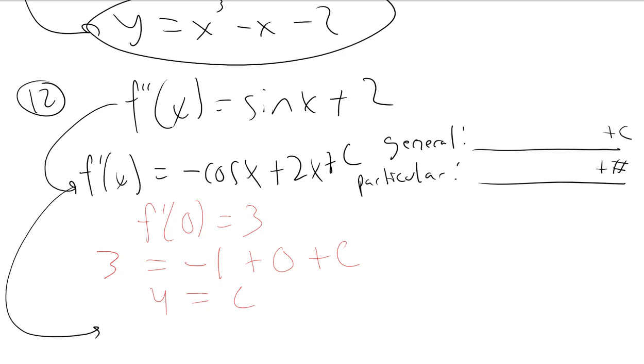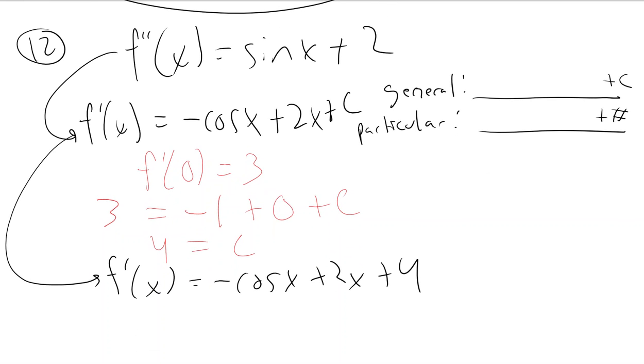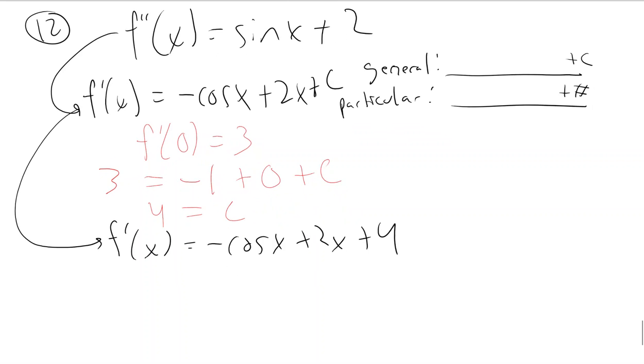So now I can be more specific about the first derivative. It's not just negative cosine x plus 2x plus c, it's plus 4. So that's the general, or no, that's the particular solution. Well, it's no solution yet because it's still the first derivative. The solution is going to be what y equals, not what y prime equals. So we have to do that process one more time.